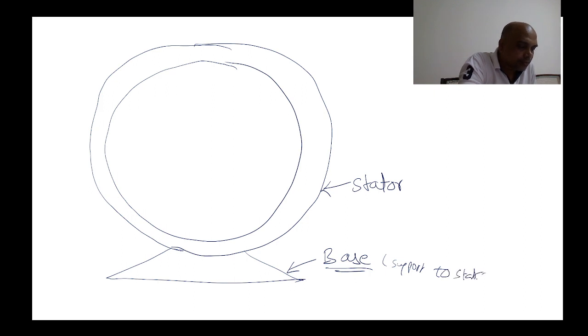The base gives support to the stator. And this one is the stator yoke. This one is called the yoke. Stator yoke. Clear?